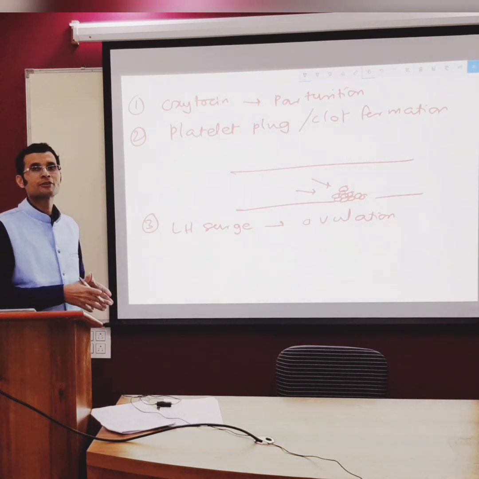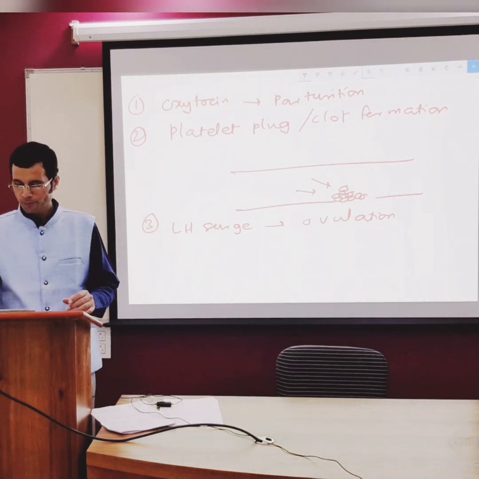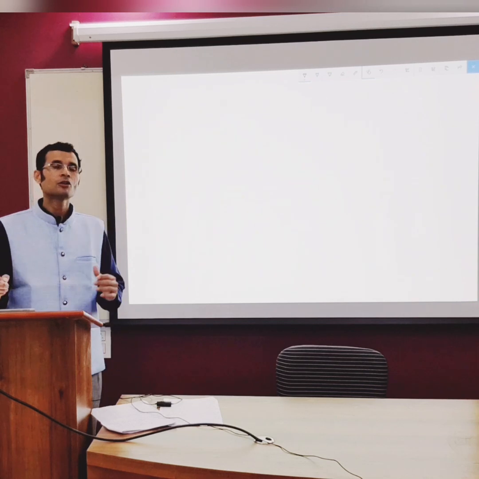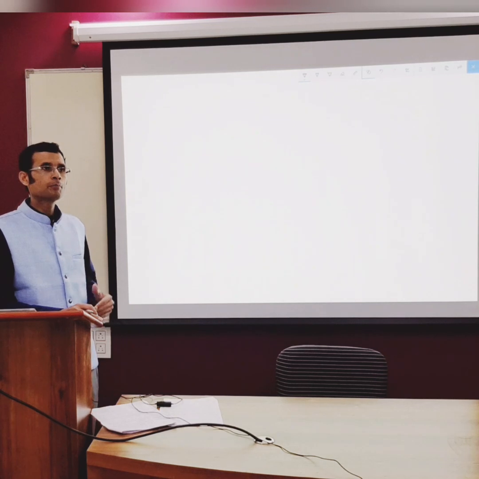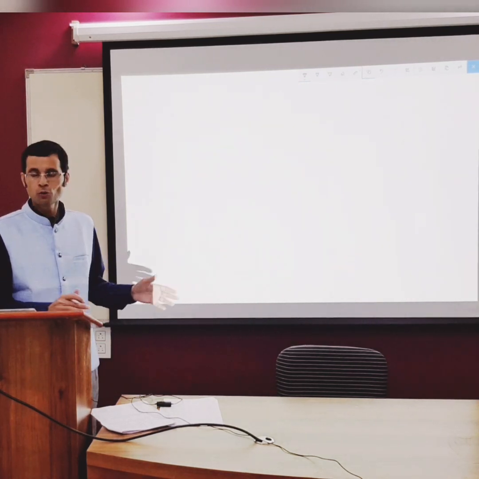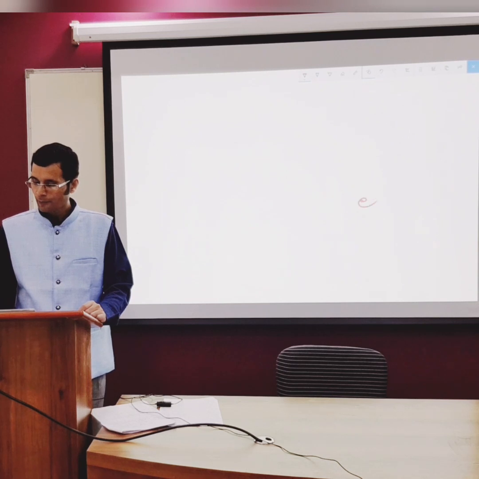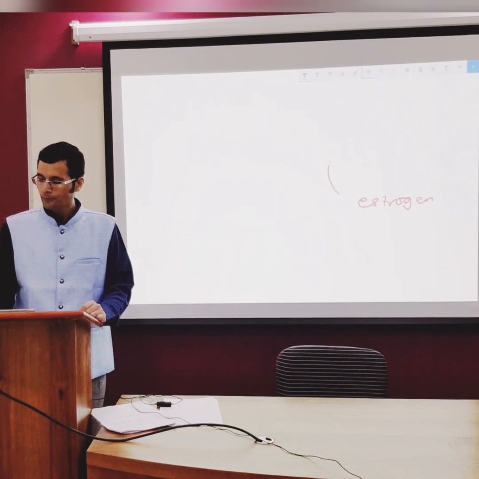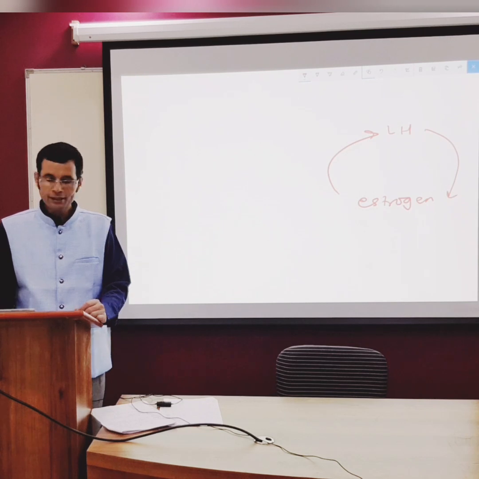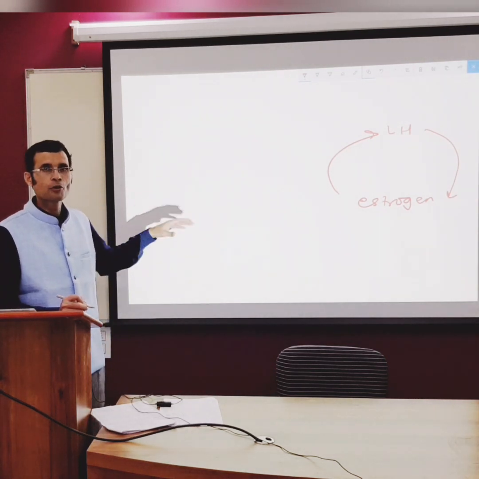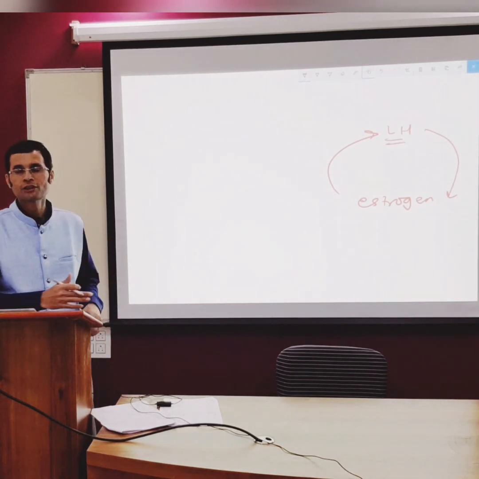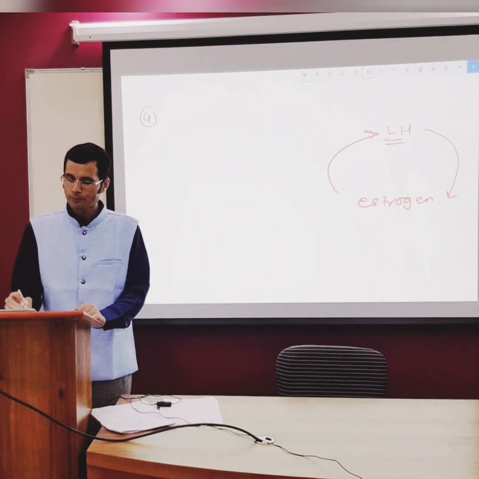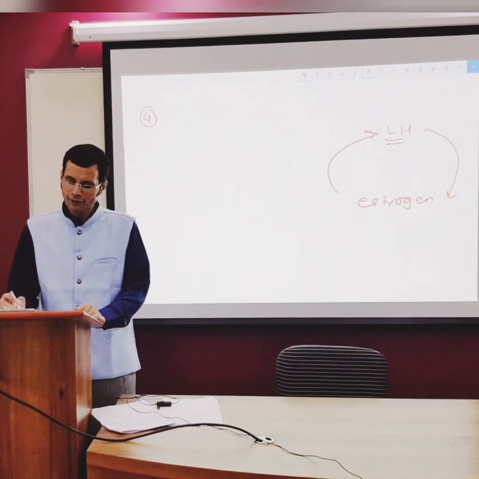In the first few days of the menstrual cycle, estrogen keeps a negative feedback on the LH, and LH levels are low. But just a few days before ovulation, it enters positive feedback. That is, estrogen stimulates LH secretion, and LH stimulates estrogen, and they act in a positive feedback manner, leading to the LH surge and finally ovulation. That's a positive feedback.